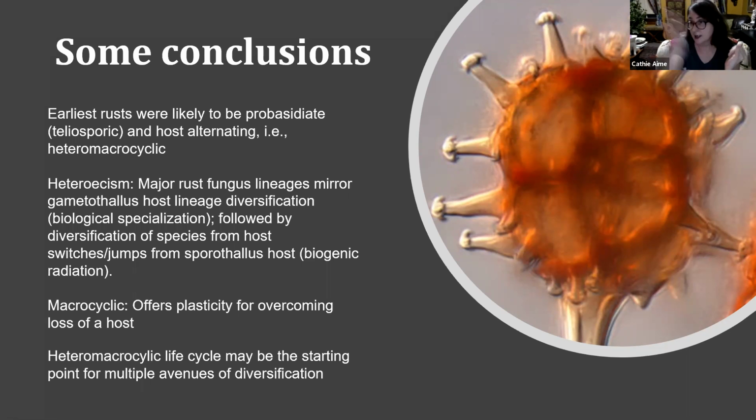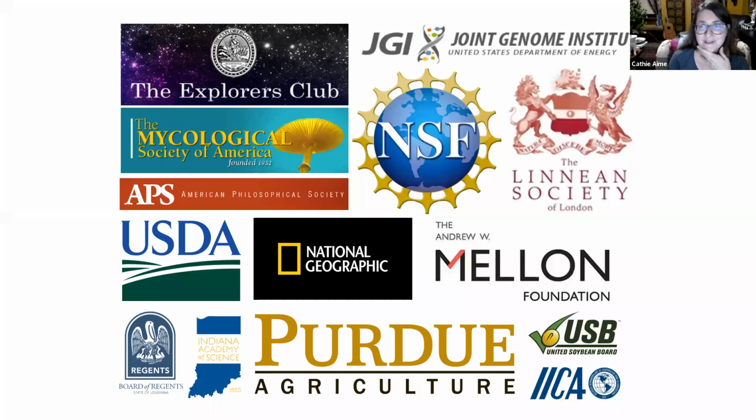But in this case, there are avenues to overcome that. And that heteromacrocyclic life cycle is actually the starting point for multiple avenues of diversification. So rather than thinking about rust as why do they have such a complicated life cycle, maybe why are there so many rusts? Because they have such a complex life cycle.